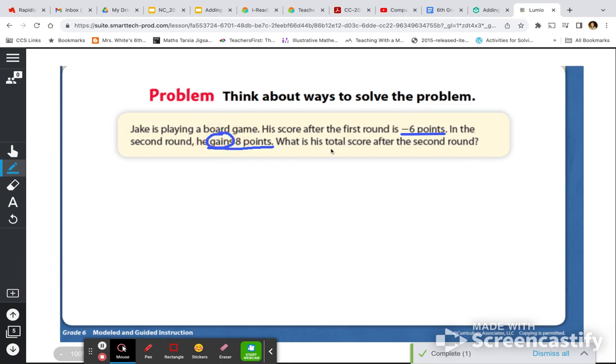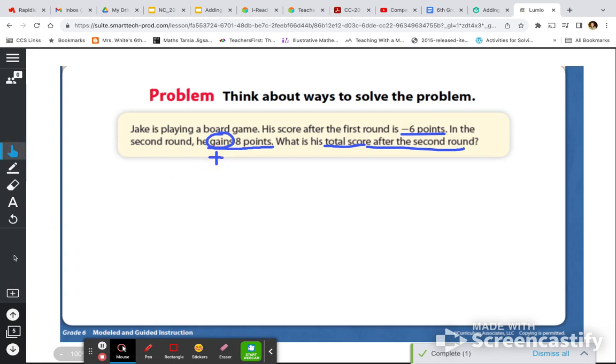What is his total score after the second round? Okay. So we're starting after the first round with -6 points. Second round, he gains 8 points. So think about what the word gains means. Would that be adding or subtracting? Okay. Gains means I'm going to get larger. So I am going to add there.